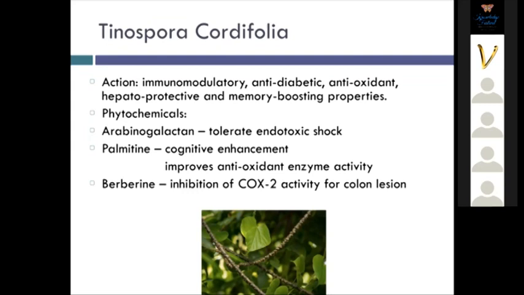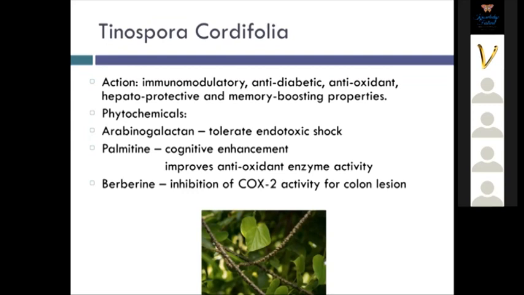Now we'll talk about palmatine. In the palmatine aspect, let's talk about its physiological aspect. Here, acetylcholinesterase and butyrylcholinesterase. Normally, the work of this AChE and butyrylcholinesterase is to inhibit the neurotransmitter.